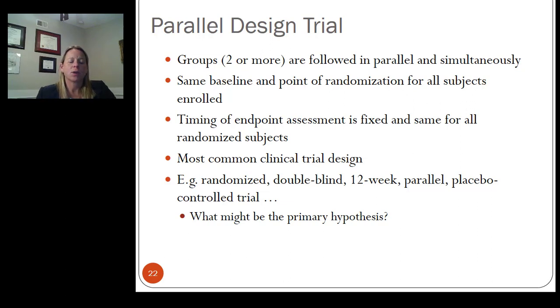So now I'm going to discuss some common trial designs. The first is the parallel design. This is a design that has two or more groups who are randomized and they're followed in parallel simultaneously. This is the most common trial design for clinical research. All individuals in this trial have the same baseline and the same point of randomization. And the timing of the primary endpoint in these trials is fixed, and it's the same for all randomized subjects.